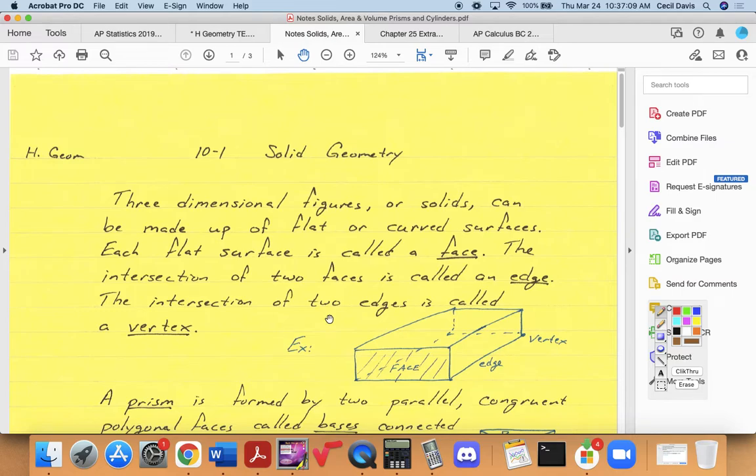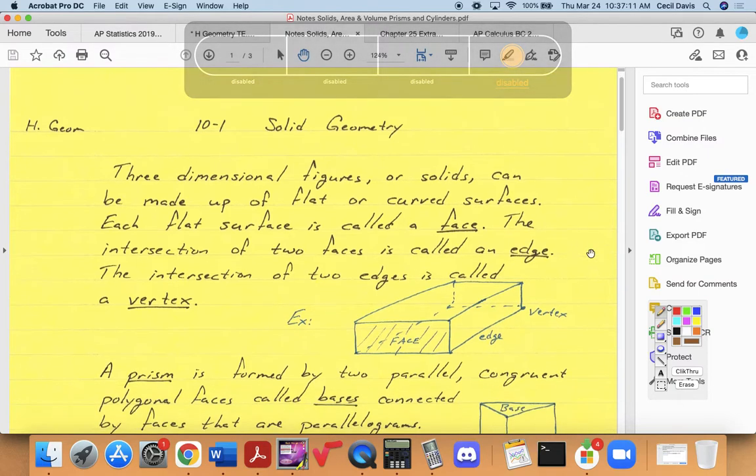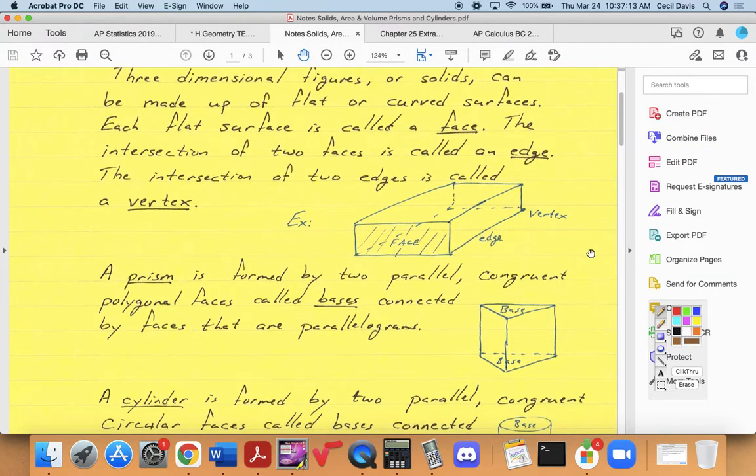So a prism, not a prison, but a prism with an M at the end, is formed by two parallel, congruent polygonal faces called bases, connected by faces that are parallelograms. Some people say polygonal, but I think polygonal sounds correct.